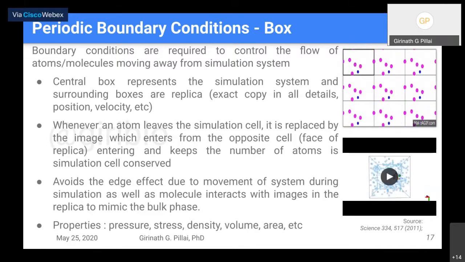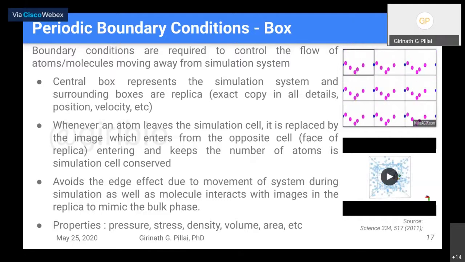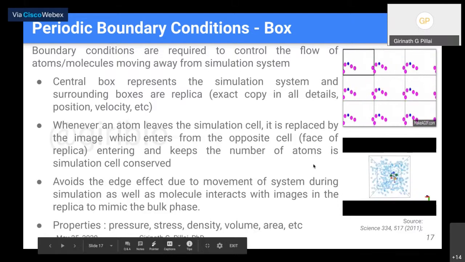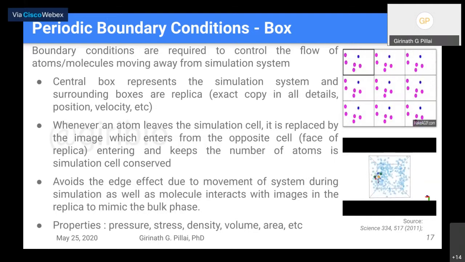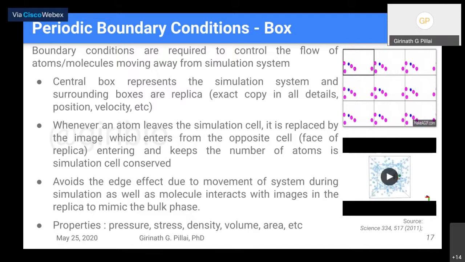So whenever an atom leaves the simulation cell, it is replaced by the image which enters from the opposite cell. That is the phase of replica, and it keeps the number of atoms in the simulation cell conserved. So this is the understanding: we are setting boundaries, in simple terms, and avoiding the edge effect due to the movement of the system during the simulation, as well as letting the molecule interact with images in the replica to mimic the bulk phase. So keep in mind, the same protein, if you try to optimize without a periodic boundary condition and with a periodic boundary condition, the situations are different.